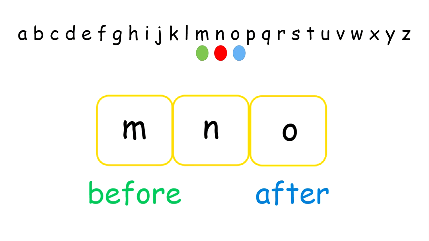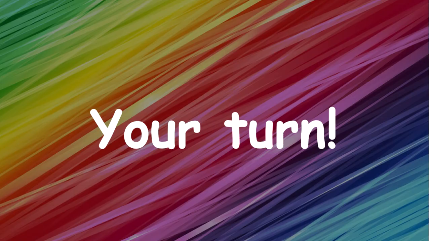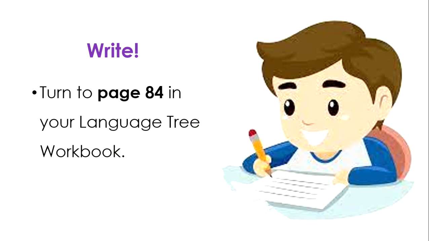Terrific job. I have such brilliant students. Thank you very much. Now it's your turn to show off on me. You're going to go to page 84 in your Language Tree workbook and complete exercise 1, take a picture and send it back to Miss and say, Miss, you see I am bright, I know what the things are, I know before and after, and you're going to do that all by yourself. Okay, so go ahead and turn to page 84 in your Language Tree workbook and complete exercise 1. And that will be all for today's lesson.